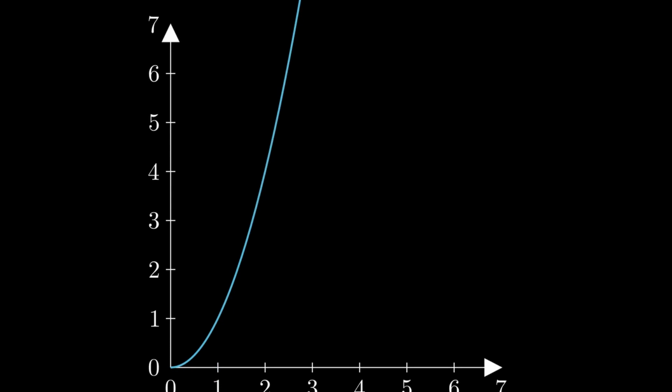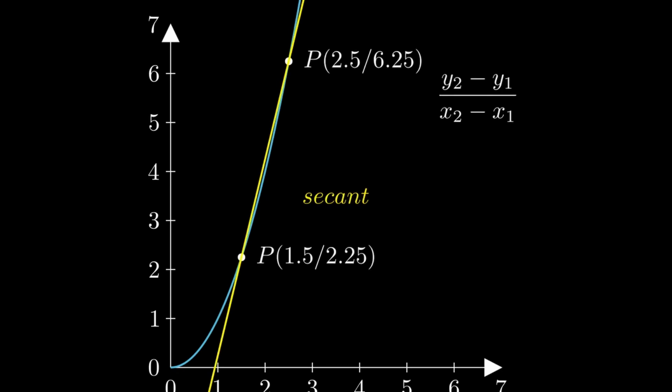Another way to see the rate of change is by drawing a secant, where you basically take 2 points of a function to see the rate of change over a given period. The formula is y2 minus y1 divided by x2 minus x1. If we now plug in the points, we get our slope.